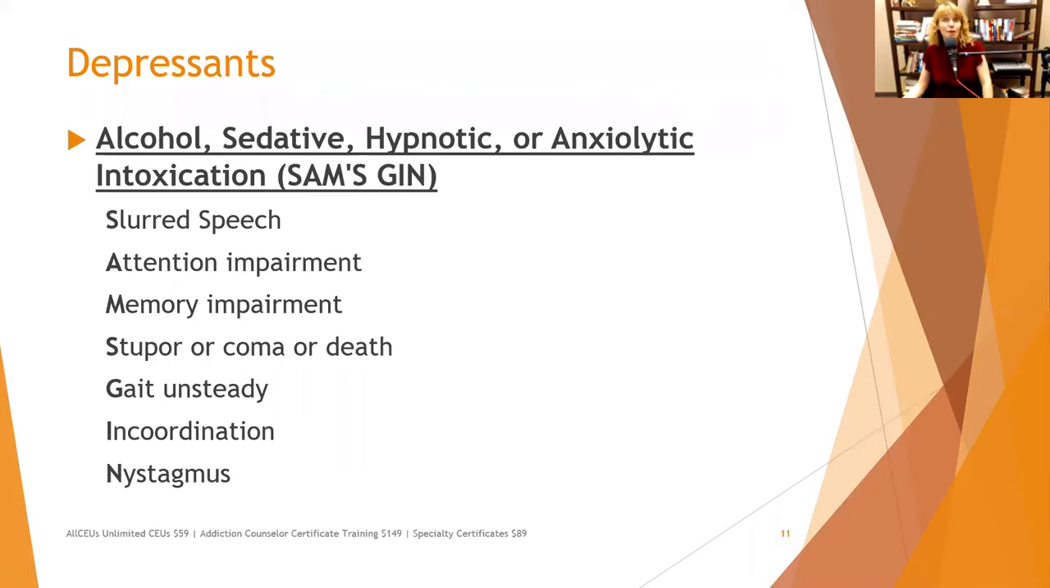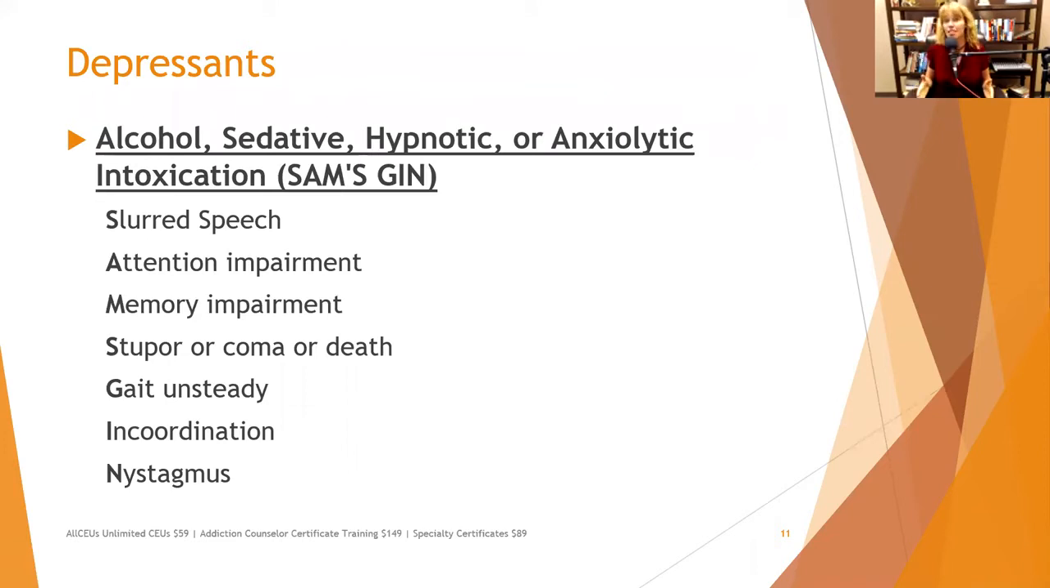Their gait may be unsteady, so they have difficulty walking. They may be uncoordinated, have difficulty signing papers, carrying things, not just walking, but uncoordination in other areas. And they may have nystagmus, which is when the eyes go side to side or up and down. In terms of alcohol, it's side to side involuntarily. So their pupils, their irises are kind of jumping around all over the place.